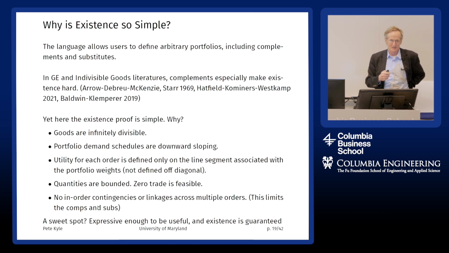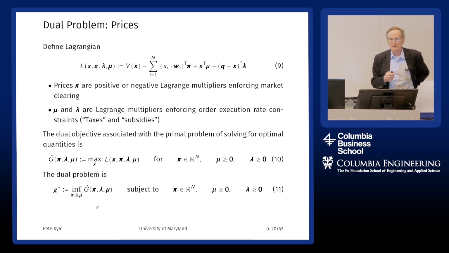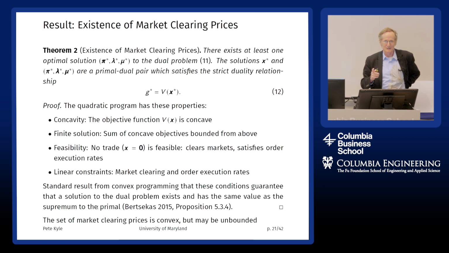So I'm going to skip this slide. You've got a dual problem, and we talk about the dual problem a bit, but mostly for a reason that winds up being irrelevant to the paper, so I'm going to skip that one too. Part of the dual analysis is that not only do you get unique quantities, but market clearing prices exist, though they're not unique, but they're in a convex set that may or may not be compact.